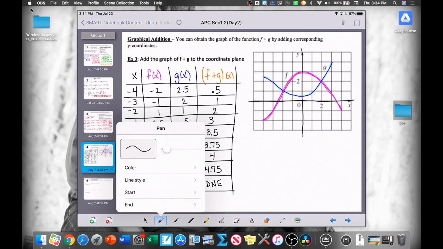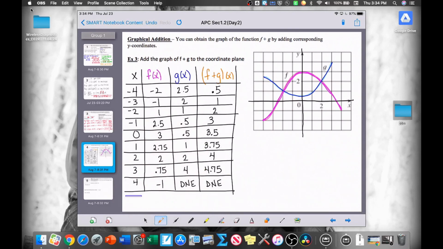All right, so now that I have my points all filled out in my table, I'm going to plot these points so that I can draw the f plus g curve. When x is -4, f plus g is 0.5. When x is -3, the curve is at +1.